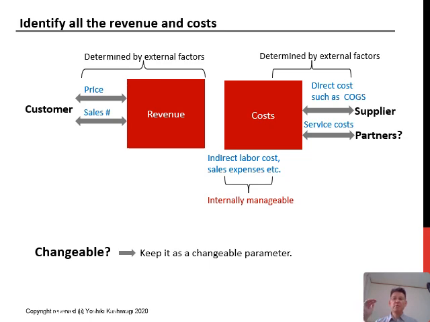I want you to identify which ones will be changing after you start the business. I call it the changeable parameters or changeable index. This is because once you identify the changeable ones, I want you to simulate your business plan by changing those numbers. So I want you to keep those indexes or parameters as changeable ones. And then I want you to list all the items and put them in the Excel sheet once you start the simulation.